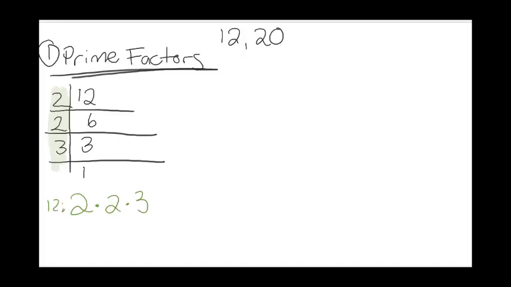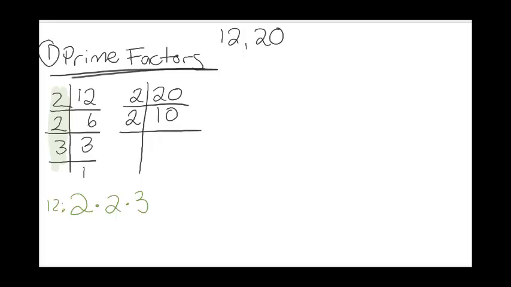Okay? Let's do 20. So I'm going to divide 20 by 2, which gives me 10. I'm going to divide 10 by 2, which gives me 5. And I'm going to divide 5 by 5, which gives me 1. So my factors for 20 are going to be the numbers on this side, and those factors are written as 2 times 2 times 5. This is step 1. You have to get the prime factors.